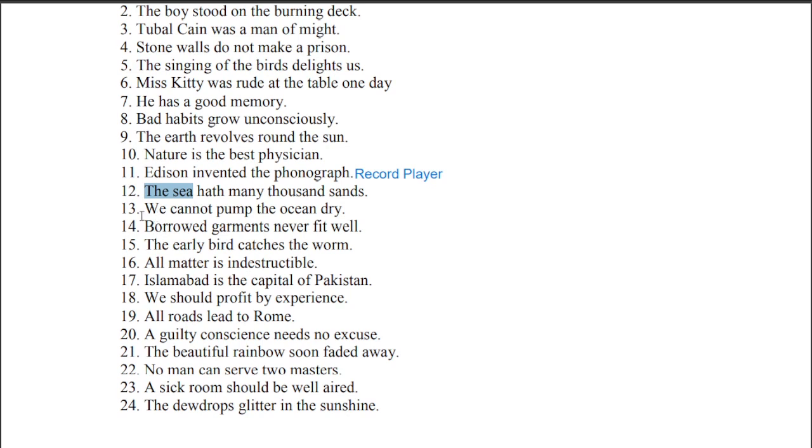Number 13. We cannot pump the ocean dry. First, a person has been named: we. Then something has been said about the person: cannot pump the ocean dry. So cannot pump the ocean dry is the predicate. We is the subject.